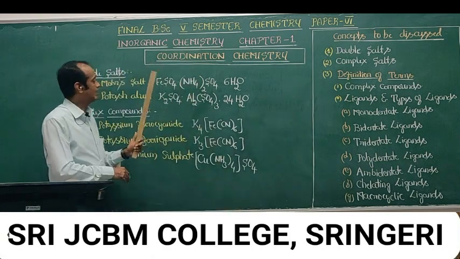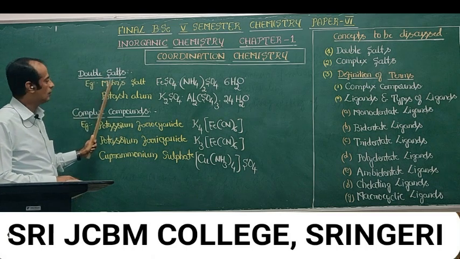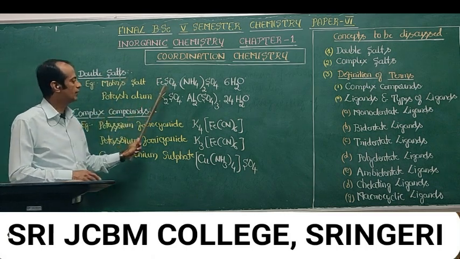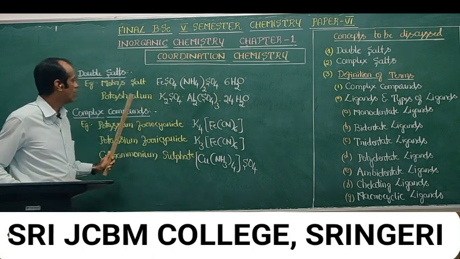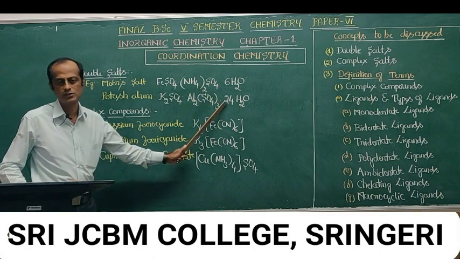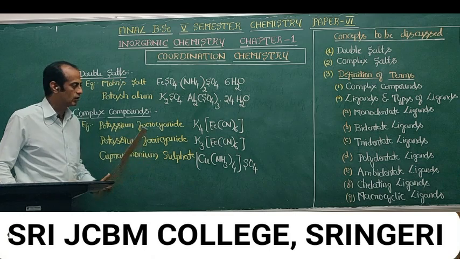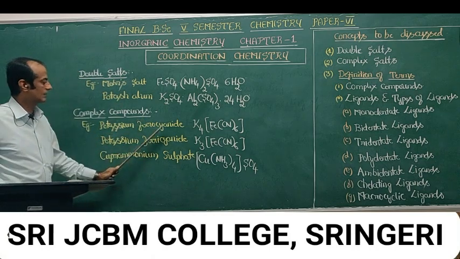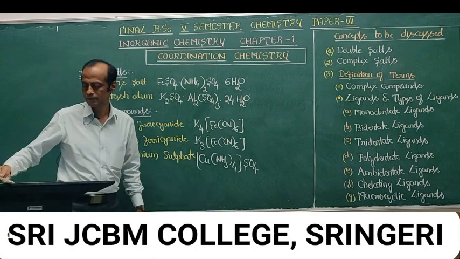Examples for double salts are, very common example, Mohr's salt, FeSO4·(NH4)2SO4·6H2O, or potash alum, K2SO4·Al2(SO4)3·24H2O. For a complex salt, we can give many examples: potassium ferrocyanide, potassium ferricyanide, tetraammine copper sulfate.